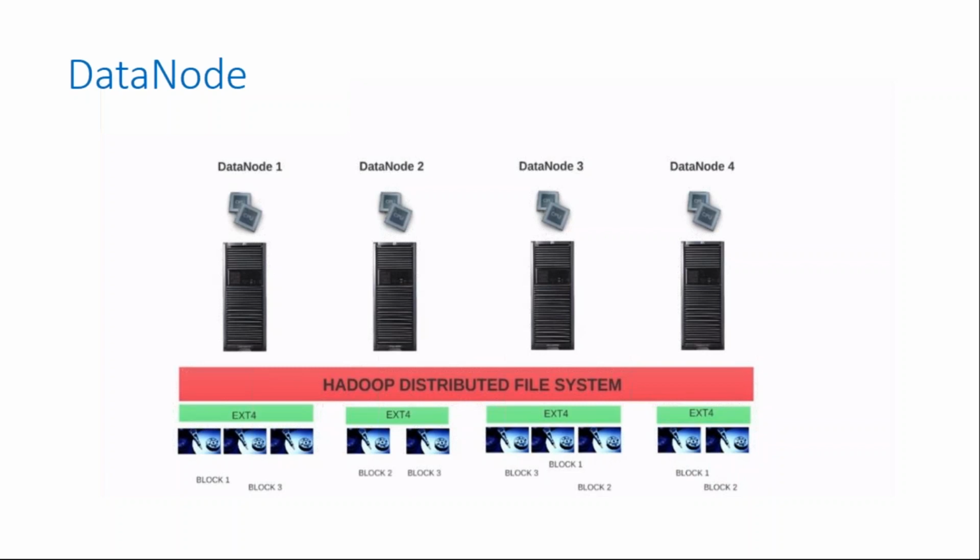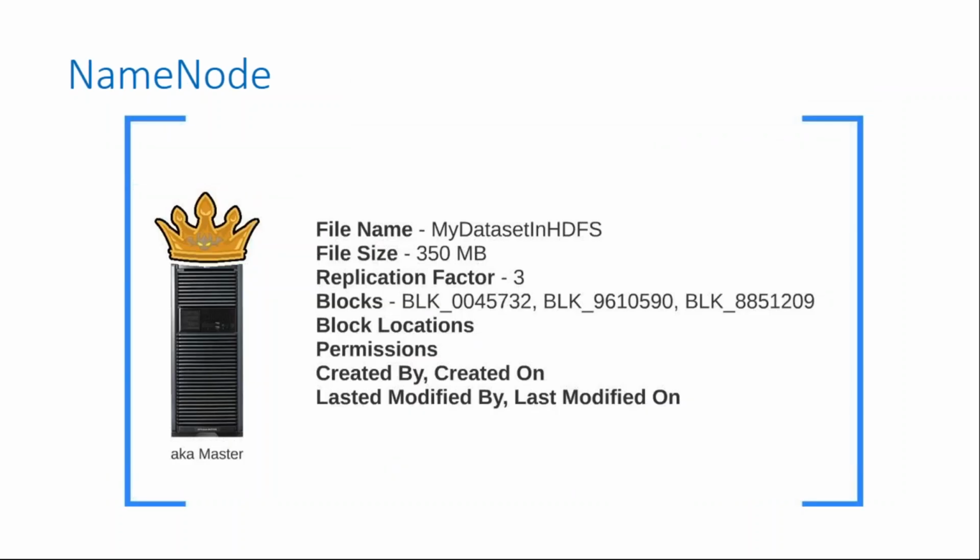So the data node only knows its blocks, and it doesn't know anything else. So we need someone to oversee these things: what blocks are going where, what blocks make up what file, and if a node goes down, where the other replications are. So there comes the name node. The total architecture is a master-slave architecture, and the name node is the master here.